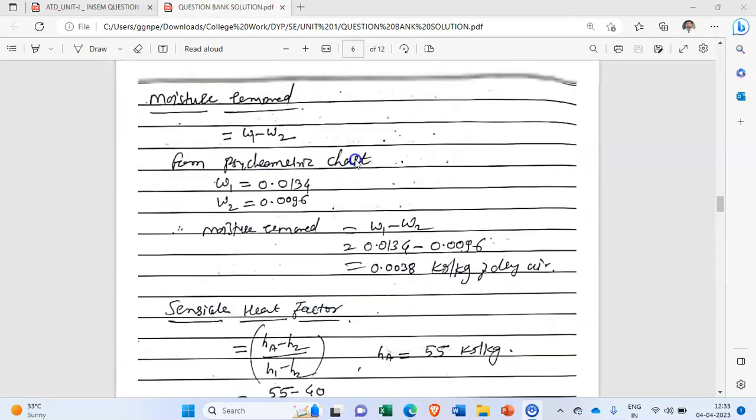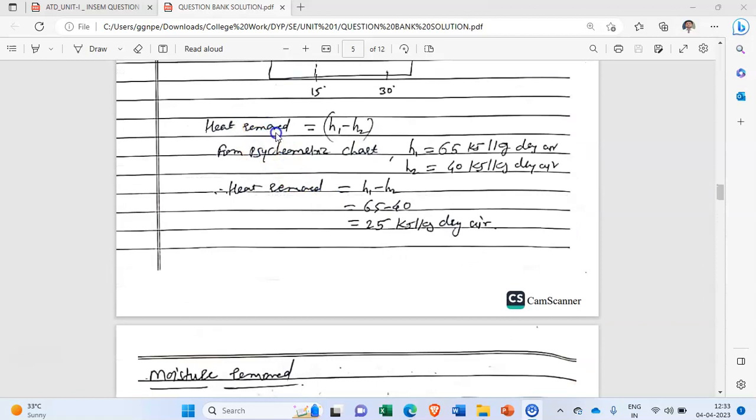Now, as soon as I got these values of H1 and H2, we have to calculate the value of heat removal. Heat removal is equal to H1 minus H2. From the psychrometric chart, we have calculated H1, which is 65, and H2 was around 40. So heat removal is H1 minus H2, which becomes around 25 kilojoule per kg of dry air.